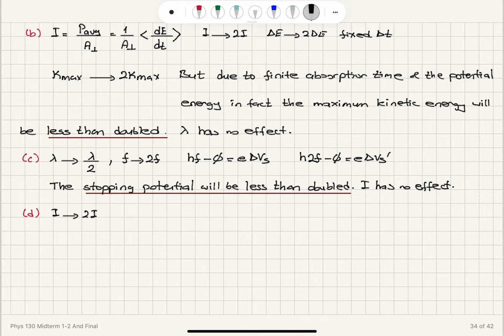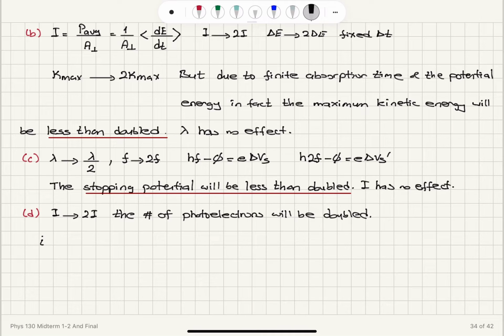So since this is a one photon, one electron process, what we will see is that the number of ejected electrons, photoelectrons, will be doubled because we have doubled the number of photons hitting the surface per unit time.